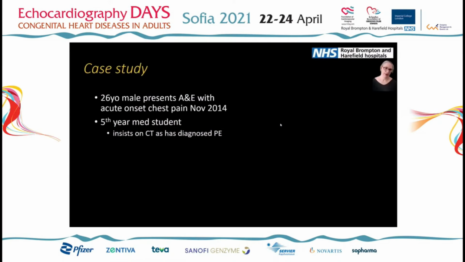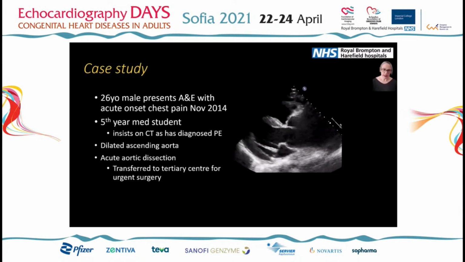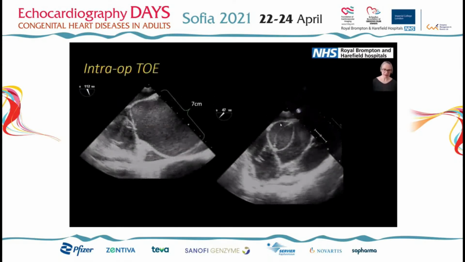And here's a really nice example of why it's the diastolic flow that's important and not the peak velocity. This is a 26-year-old male who presented to accident and emergency with acute onset chest pain a few years ago. He was a medical student, so he insisted on having a CT scan because he felt that he had had a pulmonary embolus. It turned out that the CT actually demonstrated an acute aortic dissection. So he was referred to a tertiary centre and he had urgent surgery.